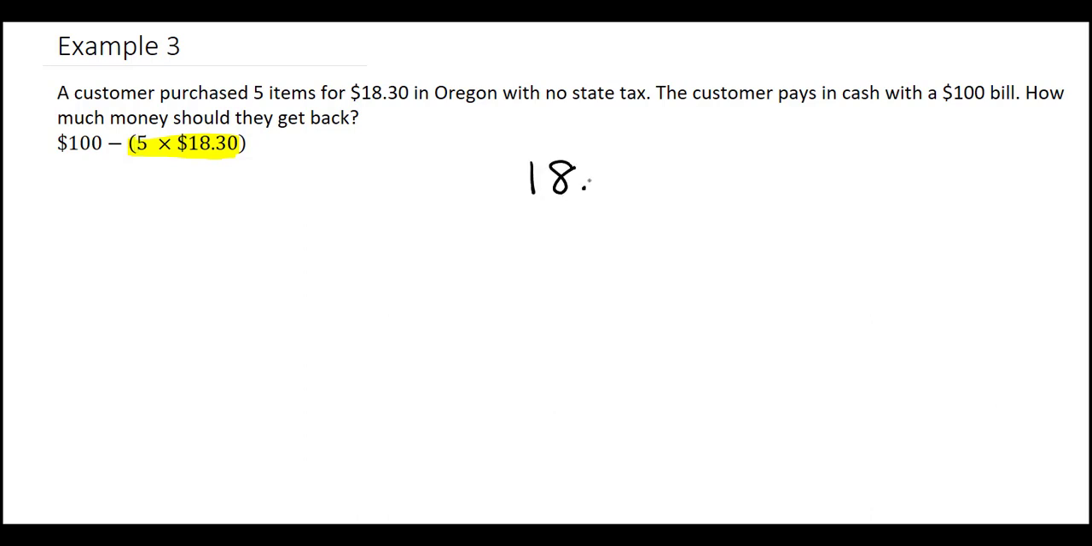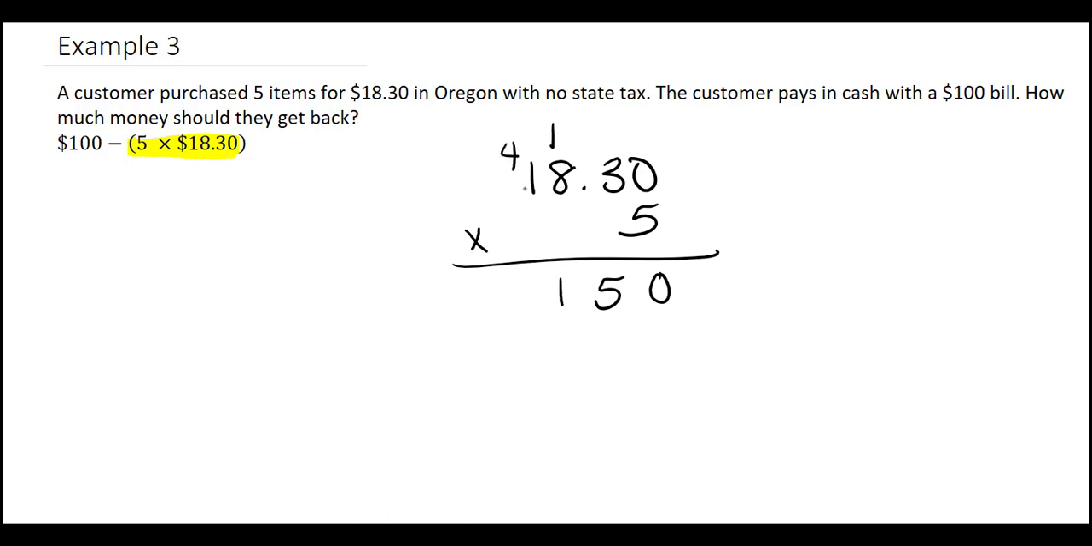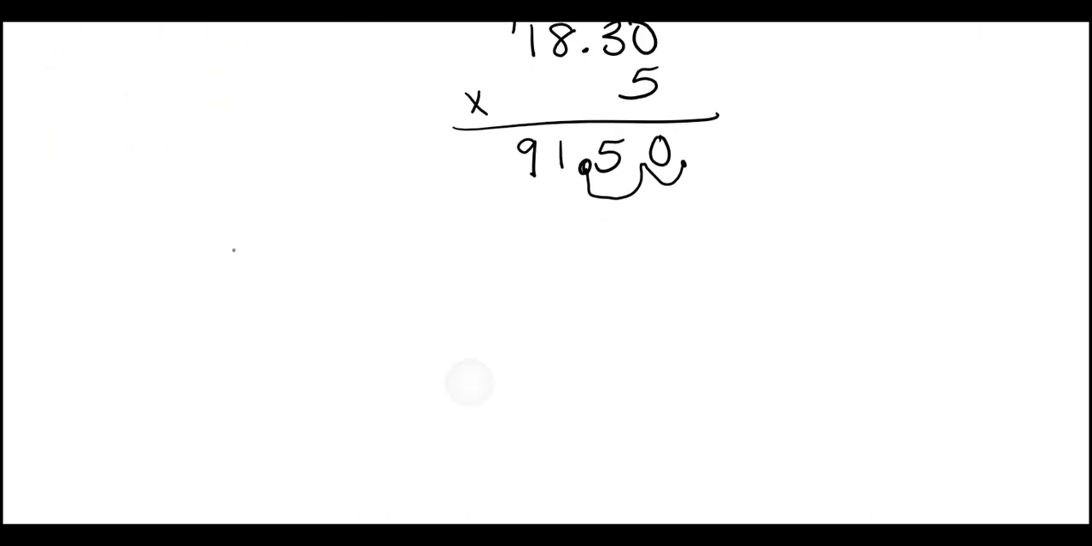So we have 18.30 times 5. We multiply 0 times 5, 0. 5 times 3 is 15, carry the 1. 5 times 8 is 40, plus 1 is 41. Carry the 4. 5 times 1 is 5, plus 4 is 9. We have 2 decimal places we need to worry about, so we move it over 1, 2. So that's $91.50. So we have $100 minus $91.50. How much should they get back?